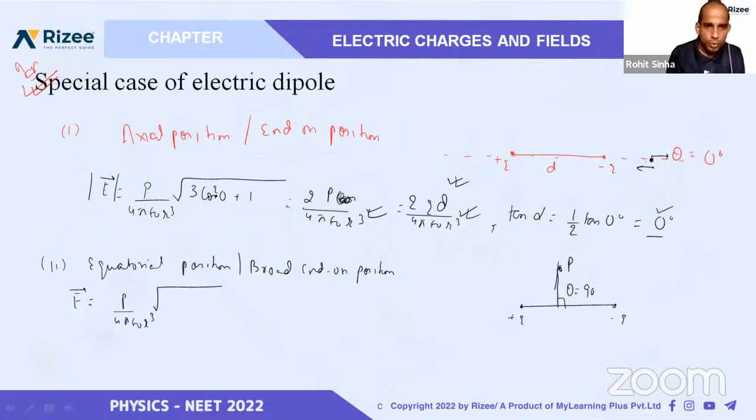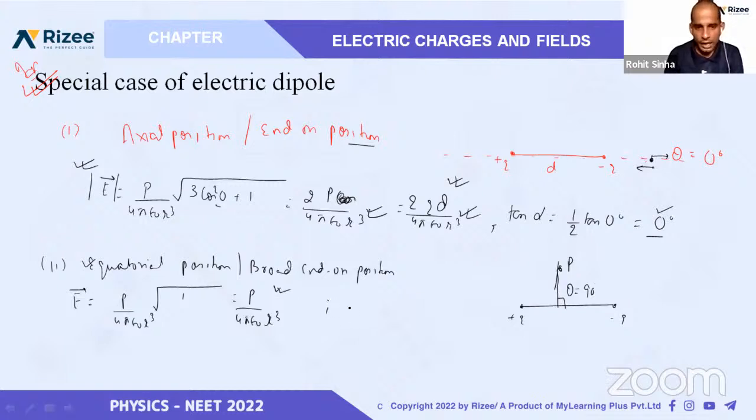We know cos squared theta will be cos 90, which is 0, so it is 1. We will get P by 4 pi epsilon naught r cubed. You should remember this formula only, and we can replace theta here with 0 degrees. Then we will get the axial position, and if we replace it with 90 degrees, we will get the equatorial position. This will be the electric field at the equatorial position.